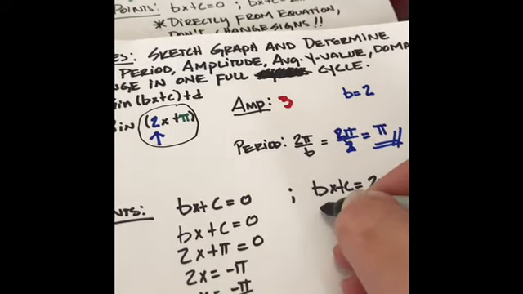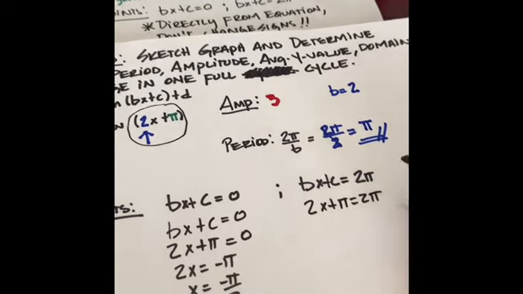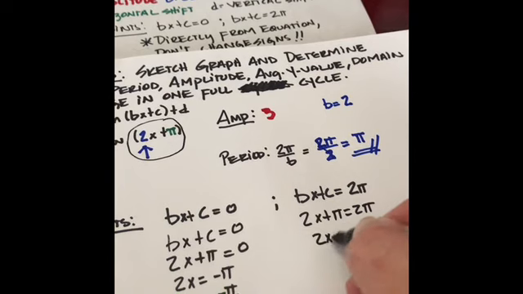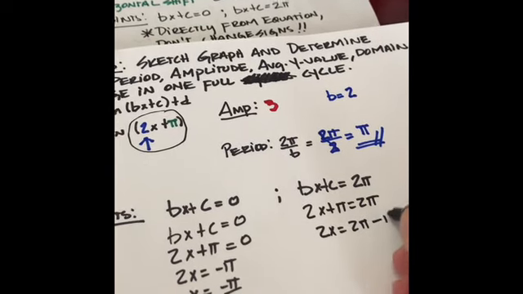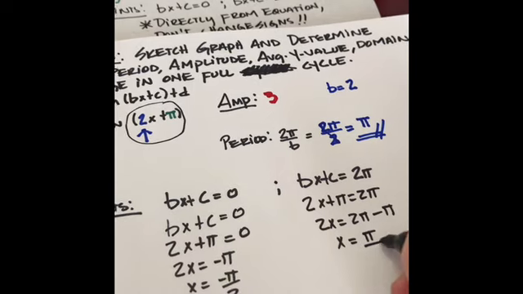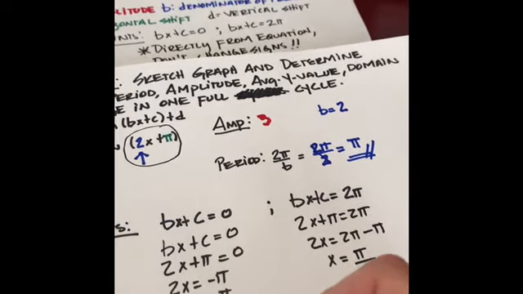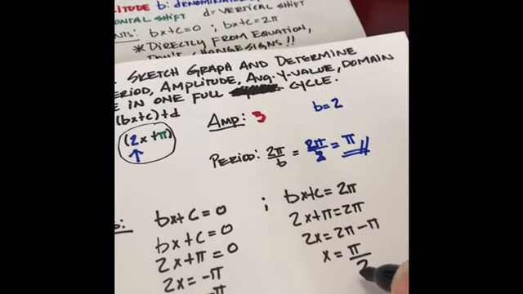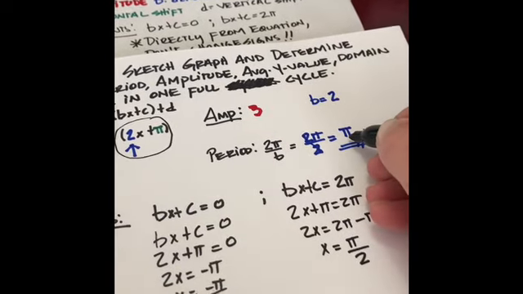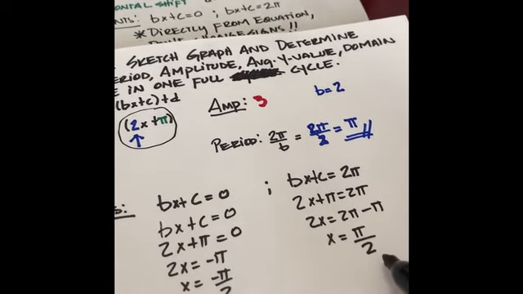Then 2x plus pi is equal to 2 pi. 2x is equal to 2 pi minus pi. x will be equal to pi over 2. So this means that this graph in the x-axis will go from minus pi over 2 to pi over 2. That would be my period. Remember that my period was pi. So this graph is going to be taking from minus pi over 2 to pi over 2.